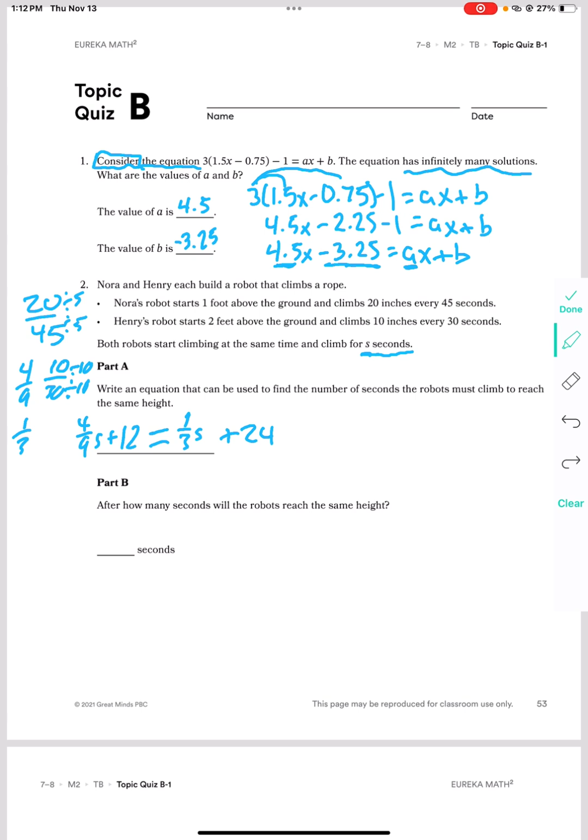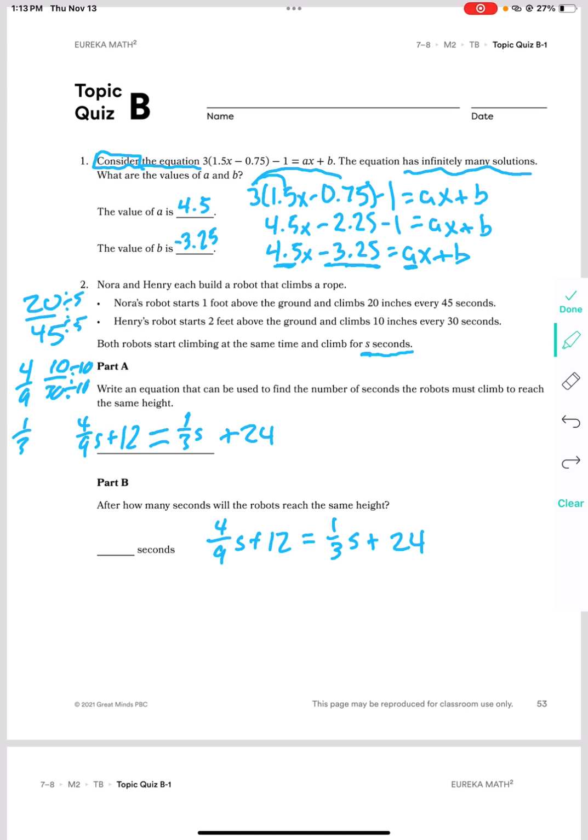This would be the equation that you can use and solve in order to figure out part B, which says after how many seconds will the robots be at the same height. So as I just said, we would have to solve that equation to figure out how many seconds until the robots are at the same height. I'm really glad that we have this problem because it gives me an opportunity to reuse the multiplication property of equality.